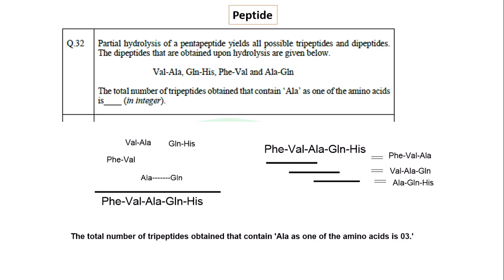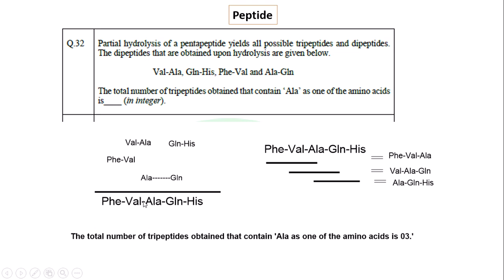Next is the problem of peptide synthesis, where the partial hydrolysis of the pentapeptide yields all possible tripeptides and dipeptides. The dipeptides obtained upon hydrolysis are given below, that is Val, Ala, and so on. If we rearrange these dipeptides in the following way, where Val, Phe, Val, Gln, etc., and if we add them in that way, phenylalanine is at the terminal position and histidine is at the other terminal position.